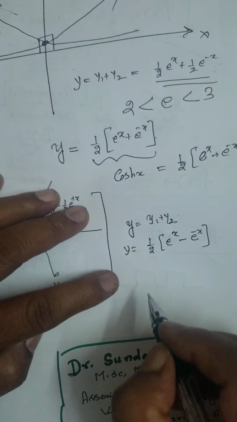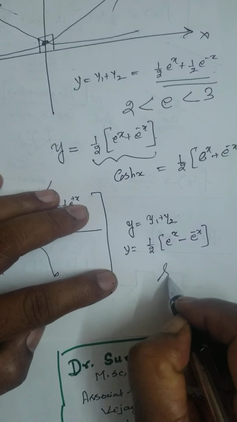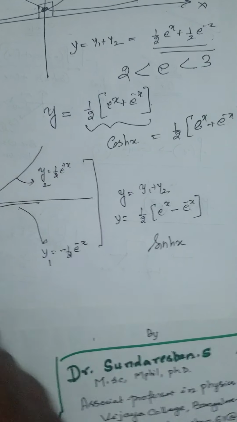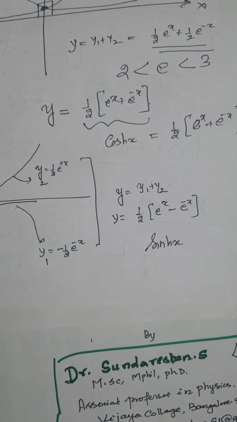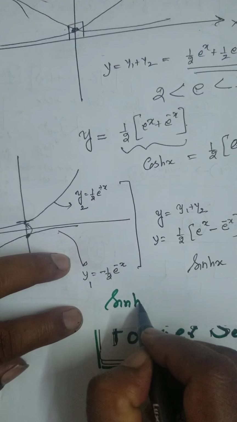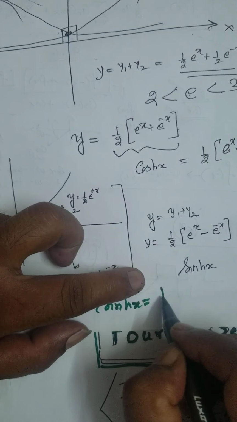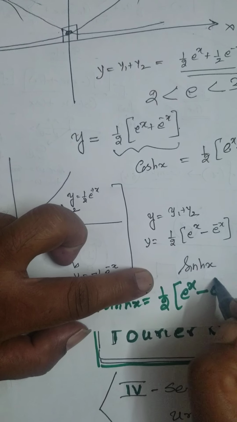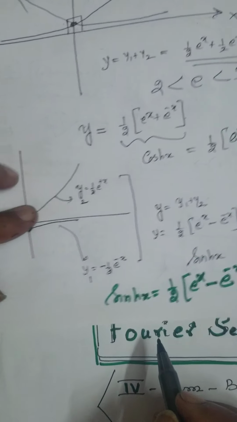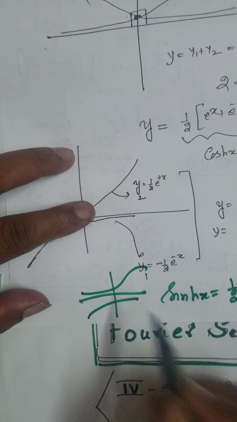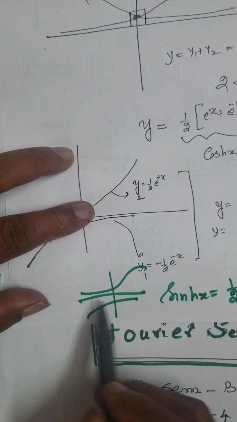What function is this? This is the sine hyperbolic function. Now you have got two things. Sine hyperbolic is equal to half of e to the power of x minus e to the power of minus x. What you have to remember? You have to remember this picture. If I write this, you have to draw the picture.